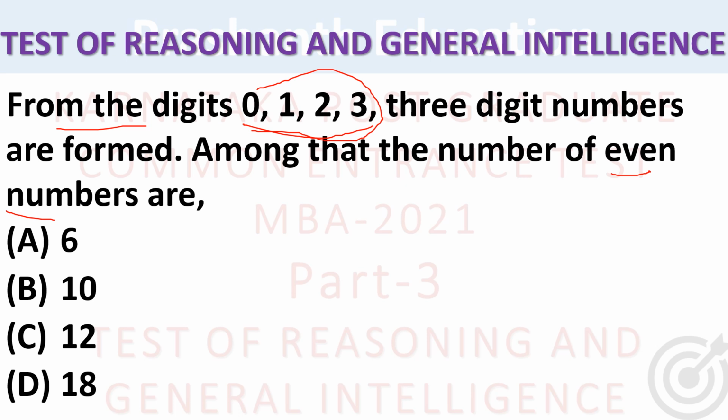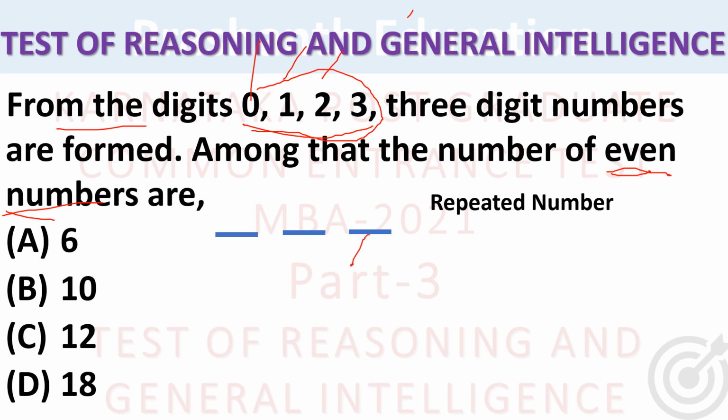Let's see how we do it for a repeated number and a non-repeated number. So let's look at the repeated case. We have three places, 1, 2, 3. First we need to identify what exactly they are asking, which is to create an even number. Looking at the digits 0, 1, 2, 3, which digit at the end will create an even number? Here at the end it should be either 0 or 2, then only it is an even number. So there are only two choices, either 0 or 2.